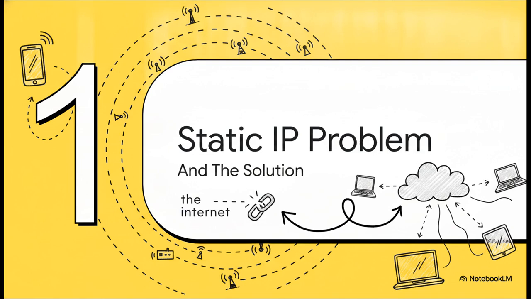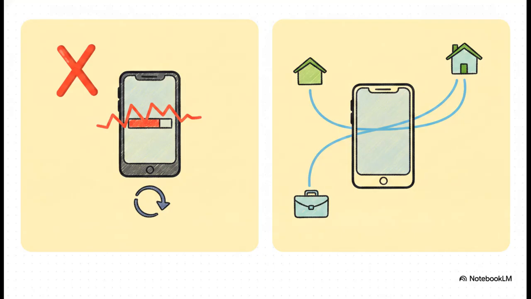Section 1. The static IP problem and its solution. In the early days, engineers proposed two main solutions to fix this. Solution 1 was simply changing the IP address every single time you entered a new network. But honestly, this was a total nightmare. I mean, nobody wants to reboot their phone just because they walked into a new room, right? It meant updating these massive DNS tables and interrupting literally all your active downloads.